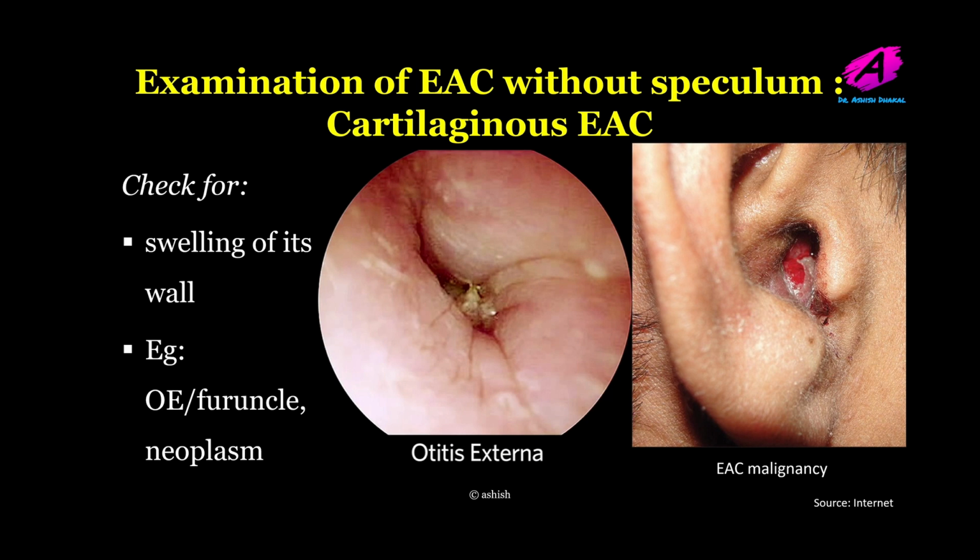Then check for swelling of its wall, that is, whether there is any swelling in the wall of the external auditory canal or not. For example, in otitis externa or localized otitis externa, which is furunculosis, you will see swelling in one part of the external auditory canal. Also check for any mass lesion suggestive of malignancy in the external auditory canal. Generally those lesions would be irregular in shape, friable, and would easily bleed on touch.